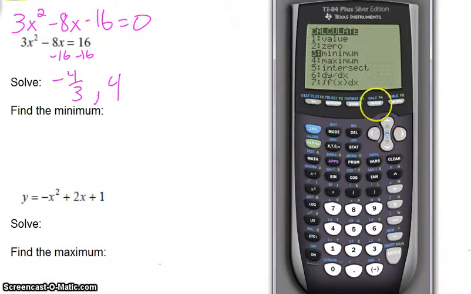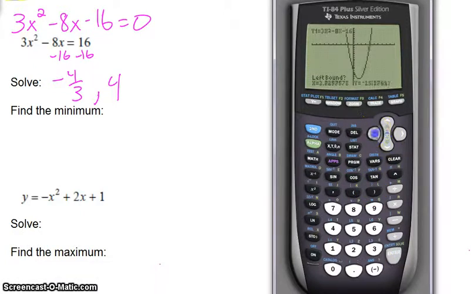So if I go into that second trace menu, I do see a minimum. Same idea with the left bound and right bound. You want to make sure that you pass your minimum to the left, hit enter, pass your minimum to the right, hit enter one more time, and it gave us a minimum, not the prettiest decimals, but we'll live. So I'm just going to say that's about 1.3 and negative 21 1/3.